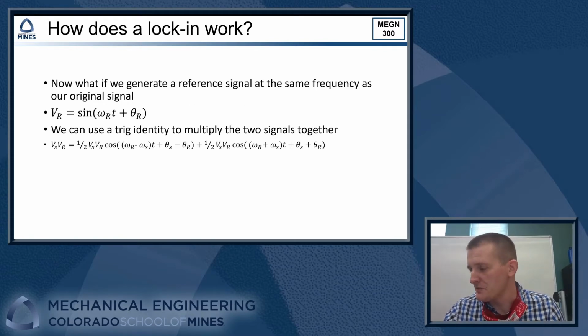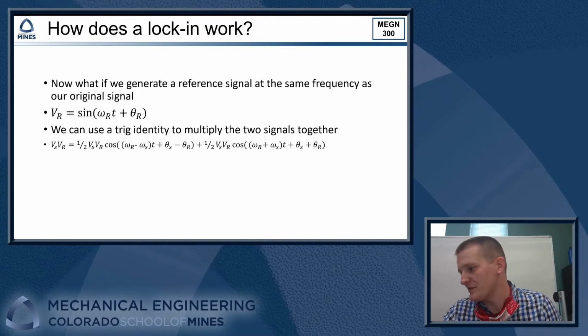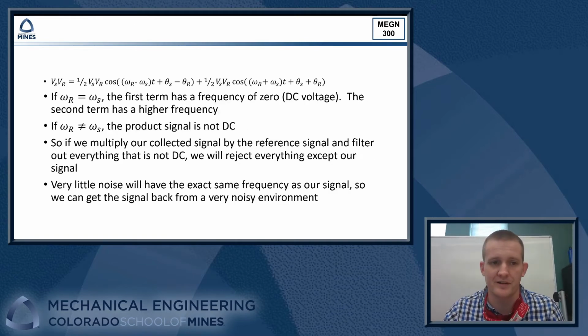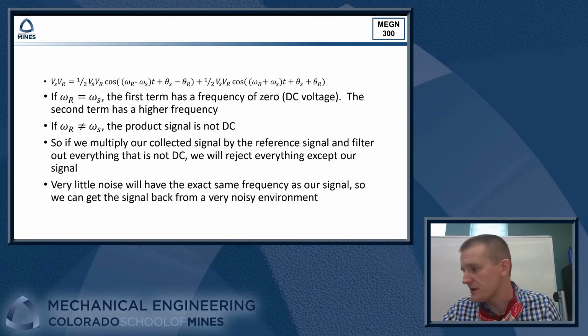Now what we're going to do is generate a reference signal that's the exact same frequency as our original signal. Now there's a cool trig identity that happens when you multiply two sine functions together right here. So if we take our two signals and multiply them together, this is the result. And it looks big and ugly, but there's a cool effect that happens right here, right? So look at that first term in the resulting trig identity where you have omega r minus omega s. Those are the frequencies of our reference and our signal that we're trying to recover.